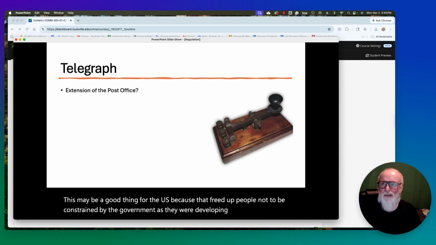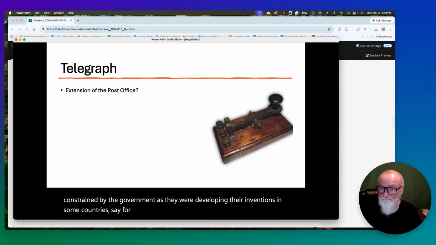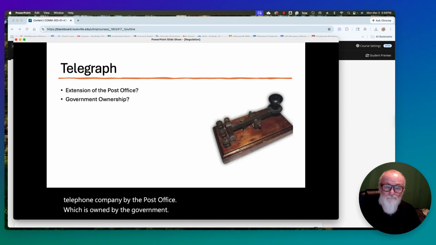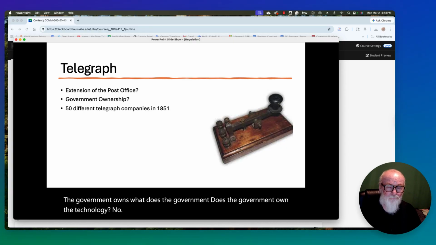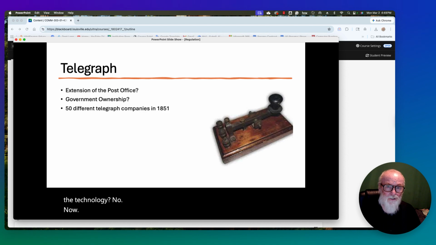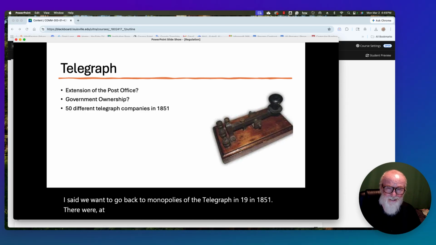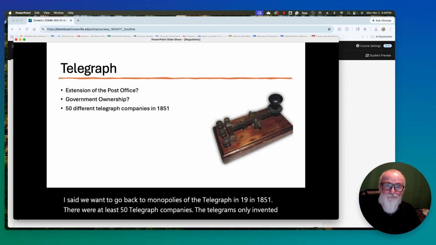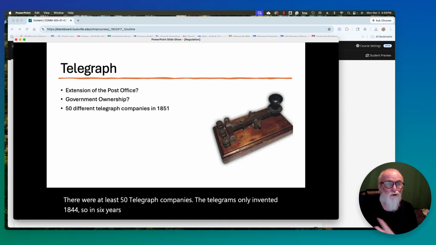In some countries, say, for example, Great Britain, the telegraph is owned by the telephone company, by the post office, which is owned by the government. The government owns, what, does the government own the technology? No. Now, I said a while ago about the monopolies of the telegraph. In 1851, there were at least 50 telegraph companies. The telegraph was only invented in 1844. So in 6 years, they had 50 companies, all using their own protocols.